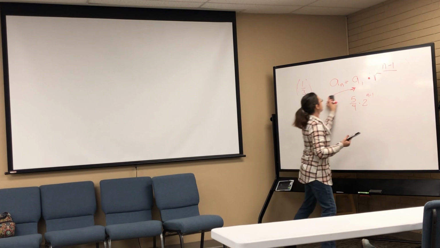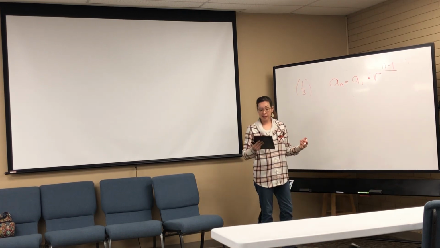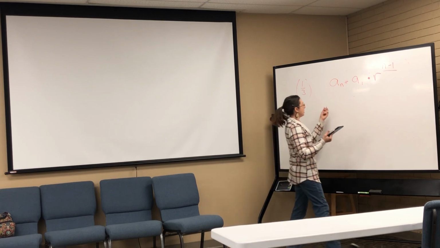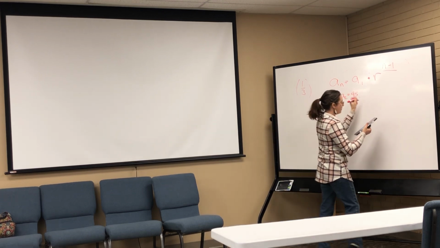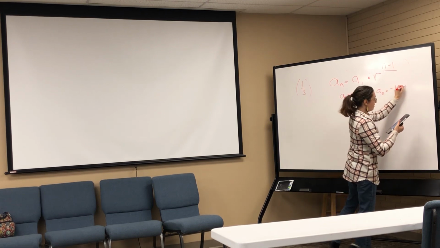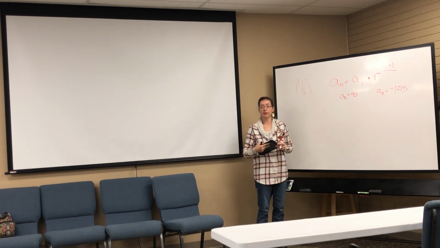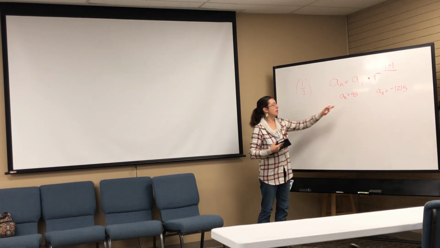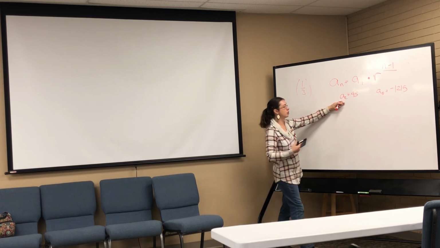Okay. So what if they give us 2 terms? Can we solve it? Okay. So they give us a sub 2 equals 45 and a sub 5 equals negative 1215. What do we have now? Well, let's start with our first one. What do we know when we have a sub 2?